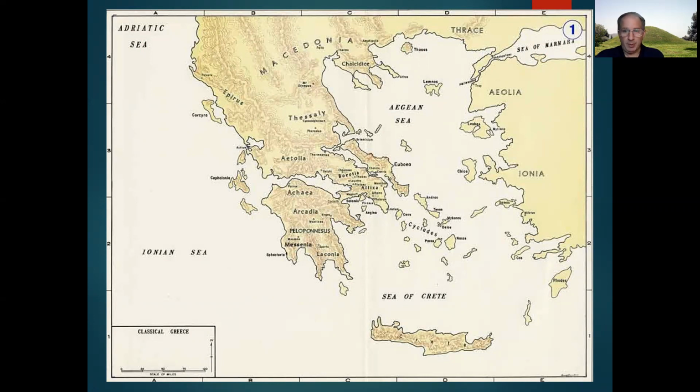This next part is background. I will not test you on it, but I want you to pay attention to it. Greek civilization had its origins in a civilization called Minoan civilization that existed on the island of Crete, which you can see in the bottom part of this map. It's the large island running east to west.